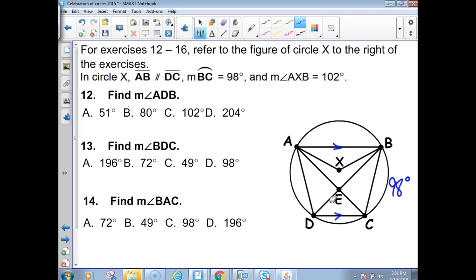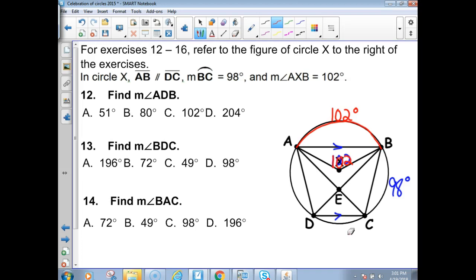Let's find out. We've got AXB is 102. Let me write that in red so we can see it better. Now, what arc is 102? Yep, A to B, because it's equal to the measure of its central angle. That would be 102.